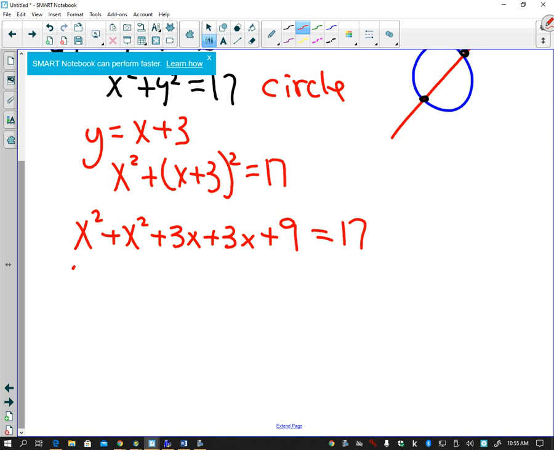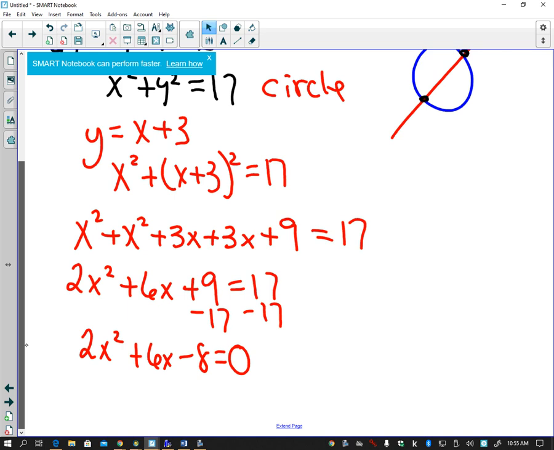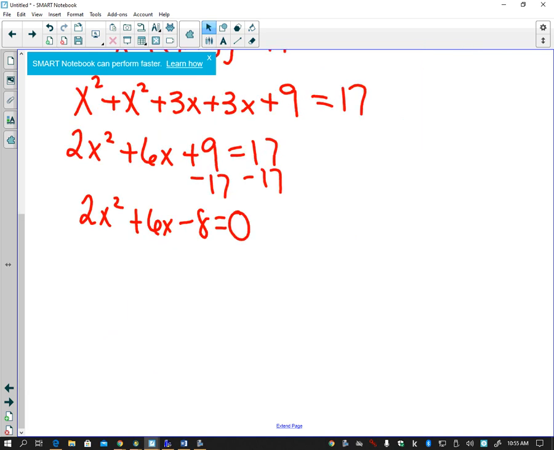Combine like terms, so I have 2x squared plus 6x plus 9 equals 17. Subtract 17 in order to get it into a quadratic: 2x squared plus 6x minus 8 equals 0. At this point, to avoid just trying to work aimlessly, I'm going to plug this into the quadratic formula.